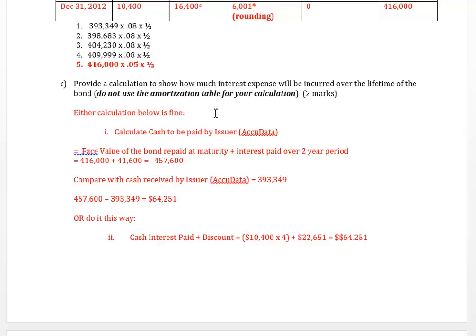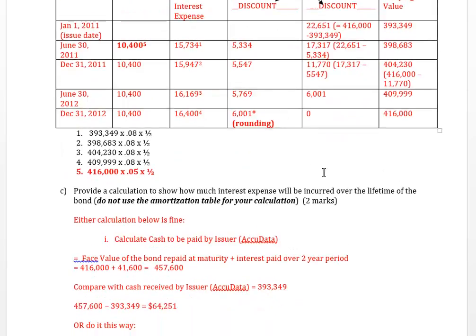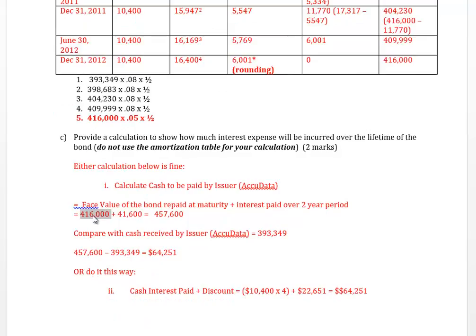We could calculate interest expense over the term of the bond by comparing what the investor gave the issuer at the date the bond was issued, which we calculated here in the present value, and compare what the issuer has to pay back to the investor. Well, the issuer has to pay back the face value plus $10,400 4 times. So the issuer pays back to the investor $416,000 plus $10,400 times 4 because they pay that out 4 times. So the issuer AccuData over the 2 years of the bond would have paid back to the investor $457,600.